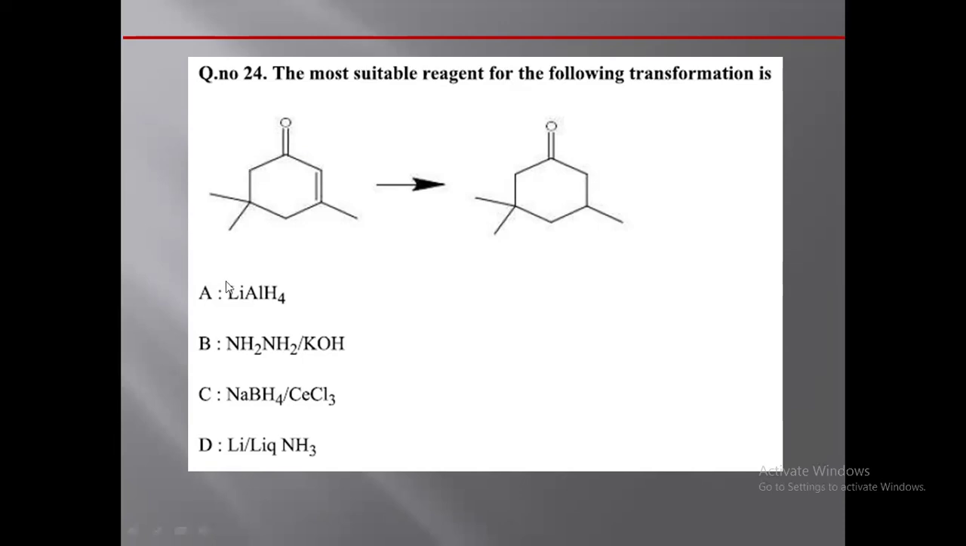See option number first, if you use lithium aluminum hydride, it can reduce this carbonyl carbon as well as this double bond. B can reduce only the carbonyl, it cannot reduce this carbon-carbon double bond. C can reduce only the carbonyl, it cannot reduce the double bond. So option number D is correct. This is called Birch reduction. In option D, lithium in liquid ammonia treated with an alpha, beta unsaturated ketone can reduce only the carbon-carbon double bond. It cannot reduce the carbonyl carbon.